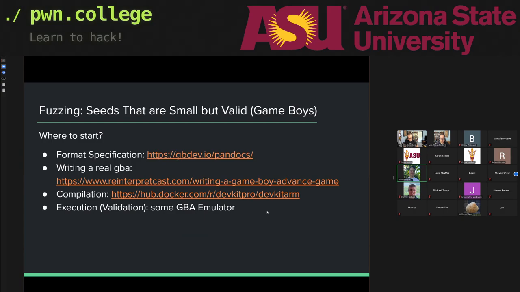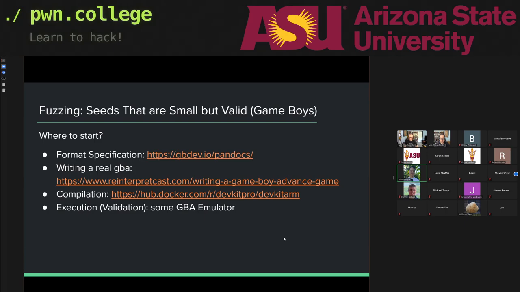So our seed construction followed this general format. First, you started with the format specification, which you can find here, about what Game Boy headers actually look like and what the whole Game Boy ROM looks like. So the rest of the seeds will be about ROMs. Then, writing a real Game Boy Advance game, I took a lot of inspiration from this blog right here, because they talked about interfacing with Game Boy hardware directly instead of using libraries, which if you've ever looked at Game Boy code, is very not common. That's what I got to learn.